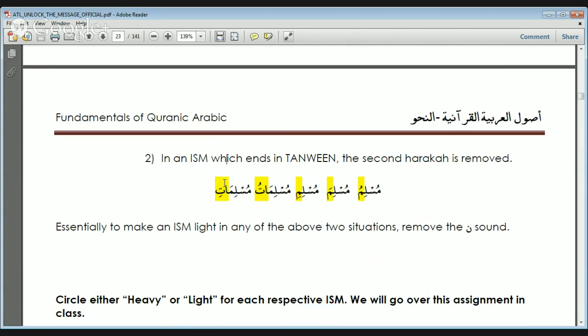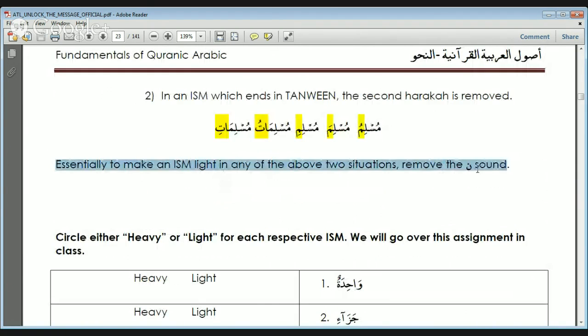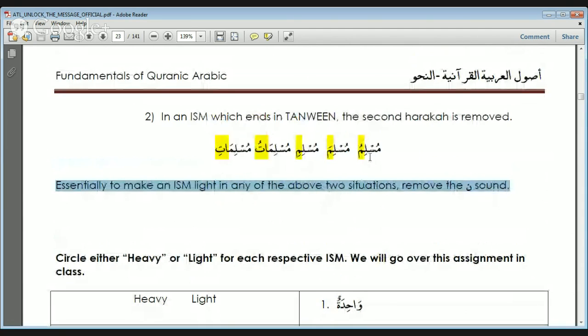Now, we said essentially what are you doing? You're removing the n sound, the noon. So muslimun, you hear the noon sound at the end, you don't want to say the noon, you want to make it muslimu, right? Instead of saying musliman, you want to make it muslima. Instead of muslimin, you want to make it muslimi. So you're removing the noon sound. Okay?